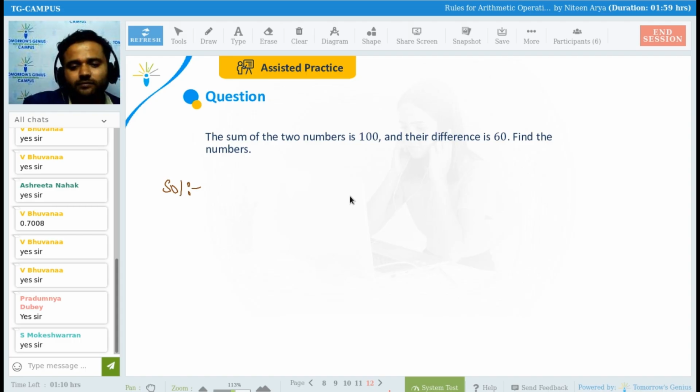Is this clear? Is this clear to each and everyone? Na? Bhuvana, Shrita, Pradhyuman also gave the answer. I mean, already gave the answer.